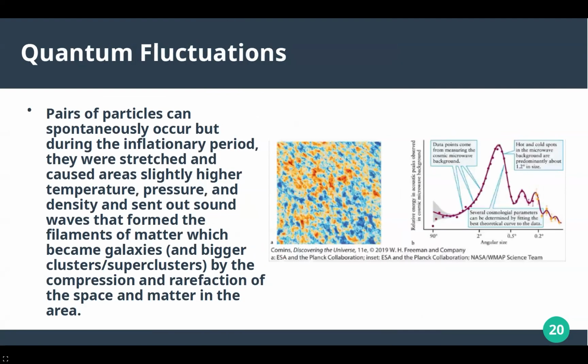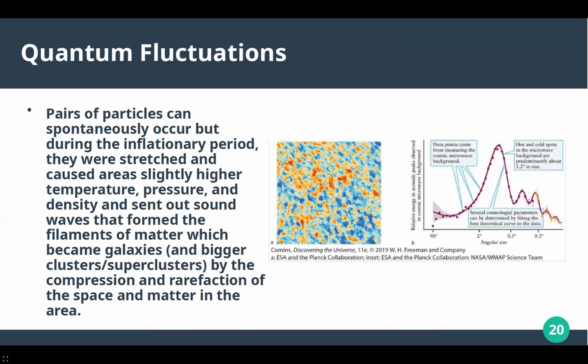Pairs of particles can spontaneously occur, as we said when we were talking about the evaporation energy of black holes, but during the inflationary period, they were stretched and caused areas of slightly higher temperature, pressure, and density, and sent out sound waves that formed filaments of matter, which became galaxies and bigger clusters or superclusters by the compression and rarefaction of the space and matter in this area at this time, in a way that we won't see because matter is not as densely packed at this point. But as that matter expanded, it became the galaxies and filaments that we would see nowadays.